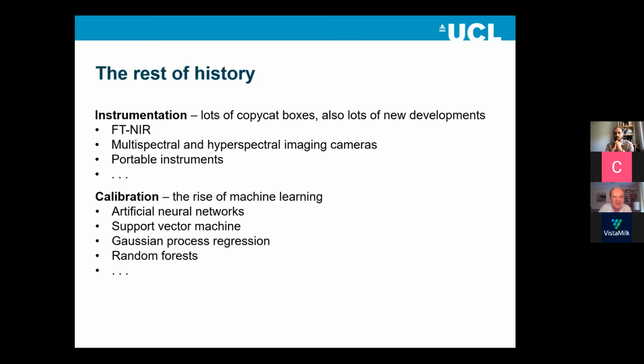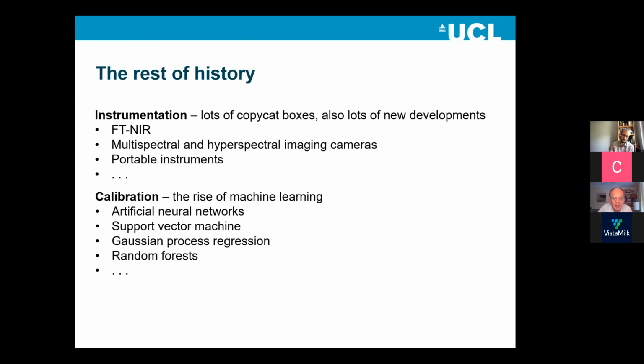Another big change was imaging cameras. You can now take images where you've got a spectrum, as most of you will know, either at a limited number of wavelengths, multispectral, or a whole NIR spectrum, hyperspectral image. And that presents its own chemometric challenges, which I'm not really going to talk about, I think. And the other big development, which I will talk about a bit later, is portable instruments. The lab instrument market is what you might call mature. The portable instrument market is developing really very fast, and is probably the most exciting bit at the moment.